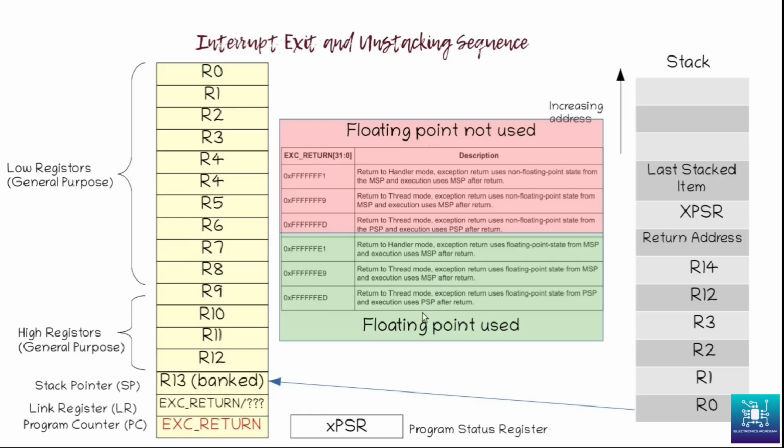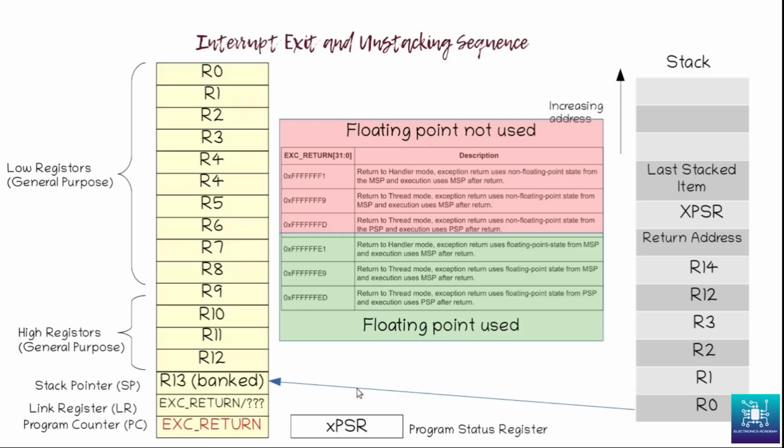Okay, so we see the first thing that happens during the unstacking sequence is the program counter gets loaded with the EXC return value. Now please notice that EXC return and question mark has been added here. So mind it, this EXC return value, when this ISR is returning, may not be the same as what is loaded onto the program counter. So where does this value come from?